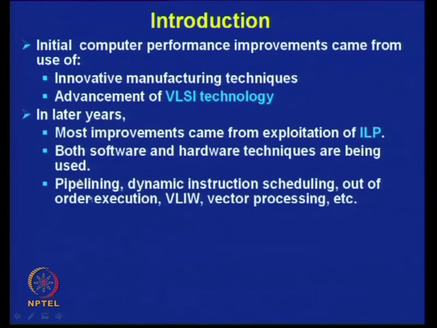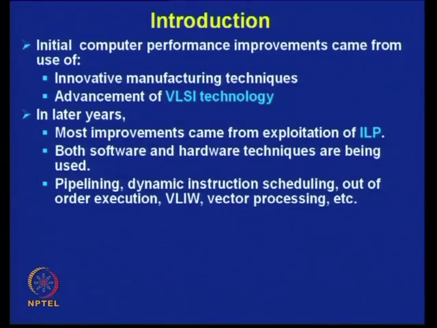Subsequently, in later years, most improvements came from exploitation of instruction level parallelism. We have discussed instruction level parallelism in detail, and we have seen how hardware and software can be used to achieve it. We have discussed pipelining, dynamic instruction scheduling, out of order execution, VLIW and vector processing, which I shall discuss a little bit later on. These essentially utilize the available instruction level parallelism, and we have seen how different processors have been implemented using it.